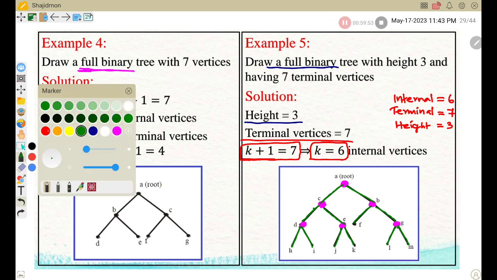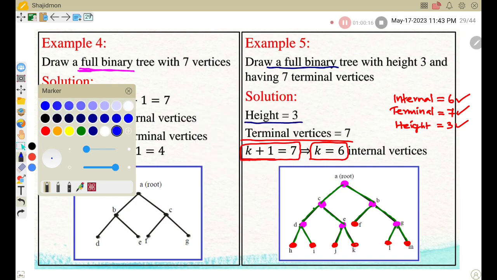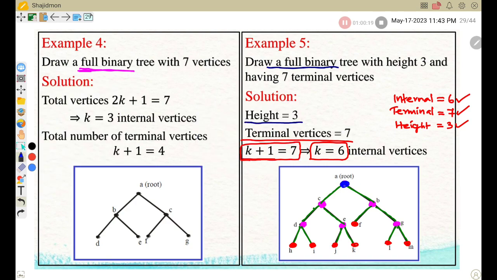Now you can check how many terminal vertices there are. I will mark them here. Here one terminal, there is no child here, here no child, here no child. So how many terminal vertices are there? 1, 2, 3, 4, 5, 6, 7. So internal vertices 6 correct, terminal vertices 7 correct. Height is 3, is it correct or not? Yes, because if you start with the root, what is the maximum level? You can see 1, 2, 3, maximum 3 only, so height also equal to 3. So that is the full binary tree representing that specification.